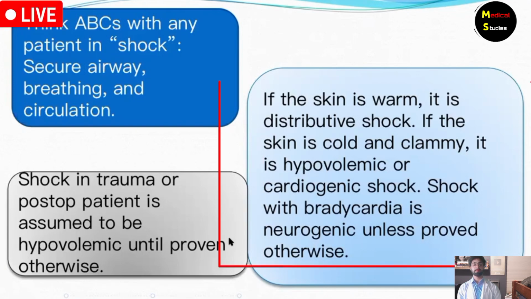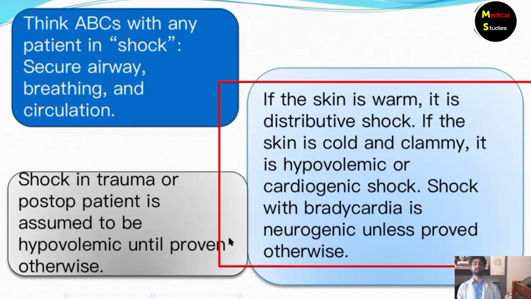Now another important piece of knowledge: if the skin is warm, it is distributive shock. Now the question in your mind is, why is the skin warm in distributive shock? What is the mechanism of it? This is because of vasodilation, because there is still a good amount of blood flow in the periphery. When we examine the peripheral parts, for example the hands and feet of a patient, they are still warm and the skin is also warm.